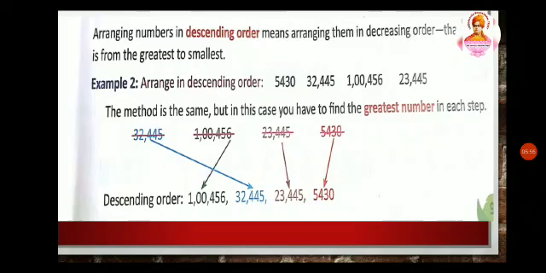So the descending order for these numbers can be like 1,40,456, 32,445, 23,445, 5,430.